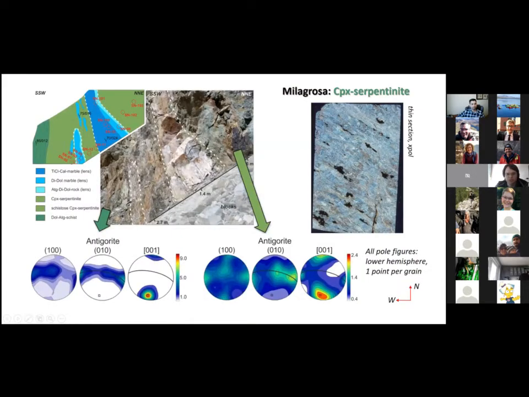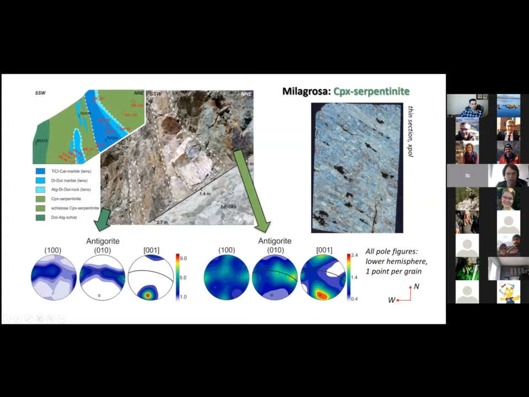So for the fabrics, we see really interesting patterns that I would like to show you now, because there are also some open questions about them. And I will show you several pole figures. These are lower hemisphere plots of the crystallographic orientations acquired by EBSD. And you see here always the distribution of the crystallographic axes, and as a reference, I give the foliation plane that we measured in the field as this line and the pole to the foliation as the square.